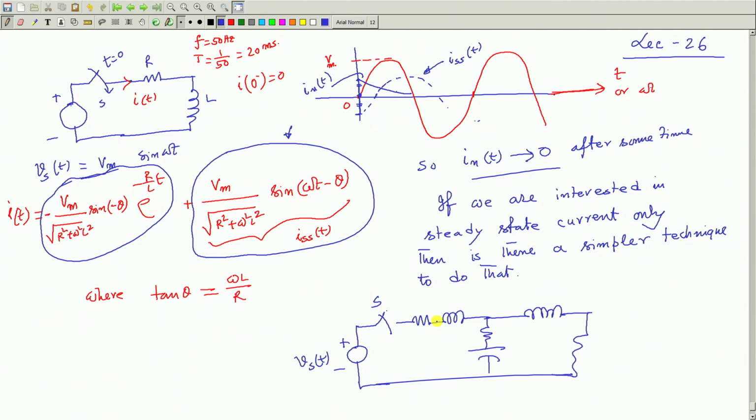Transient part will appear where? In this current and voltage across the capacitor, is it? But those transients will go. Ultimately, you have excited the circuit with a sinusoidal voltage source like Vm sin omega t. Everything will be only the solution due to forcing function.